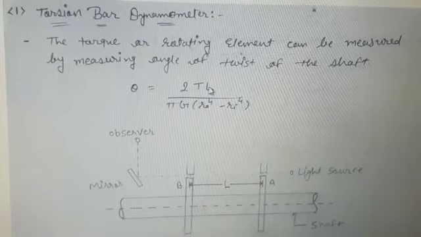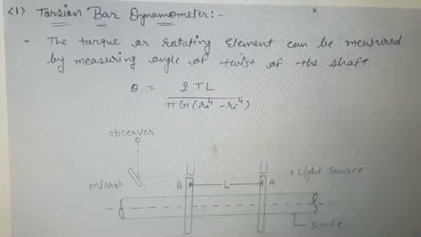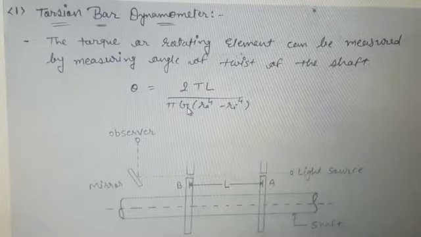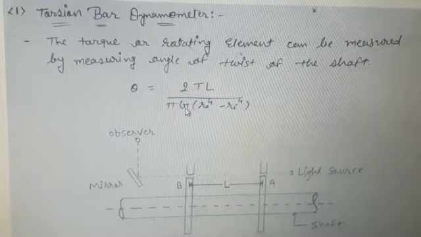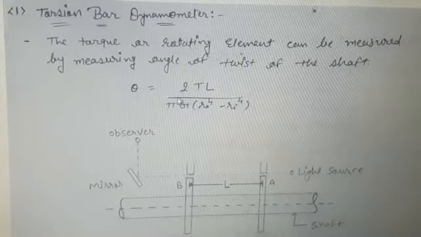What is L? L means the length of shaft under the case study of measuring the twisting angle. And what is G? G means shear modulus or modulus of rigidity. What is R0? R0 means outer radius. What is Ri? Ri means inner radius.